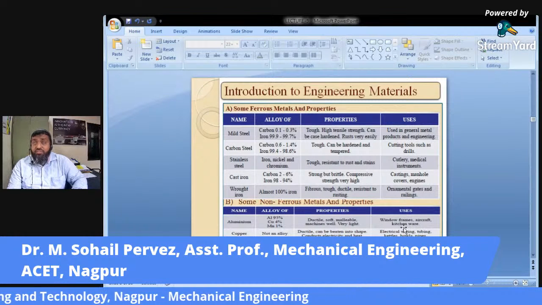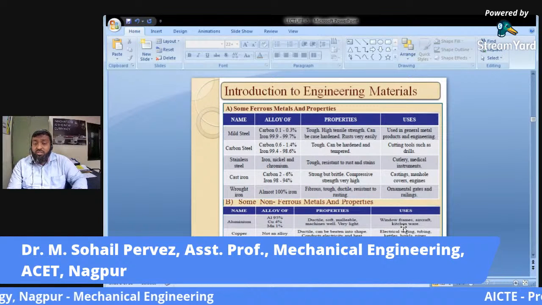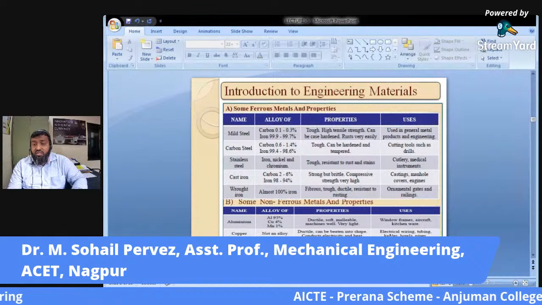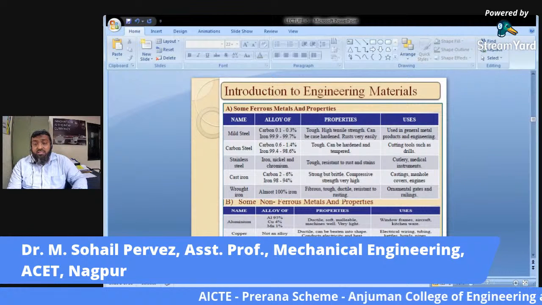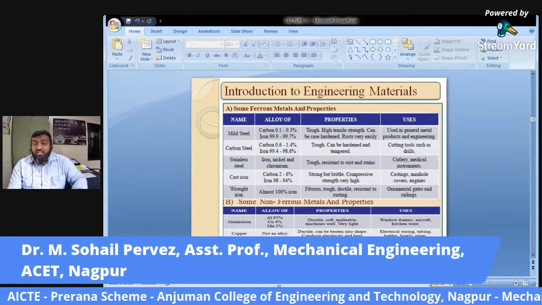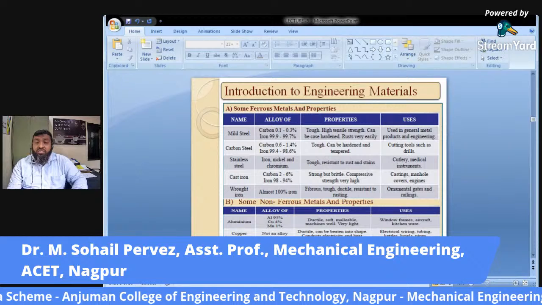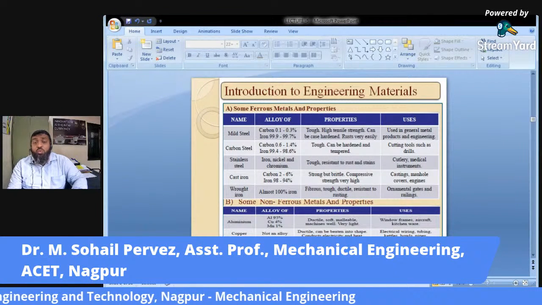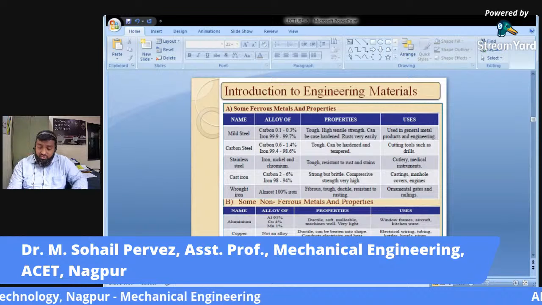Yes, in most of the fabrication work, internal fabrication work. Copper: electric wiring, tubing, kettles, bowls, pipes, etc. Brass: parts of electrical fittings, obviously ornaments. Lead: solders, pipes, batteries. Yes, lead acid batteries are there. It is also used in roofing.